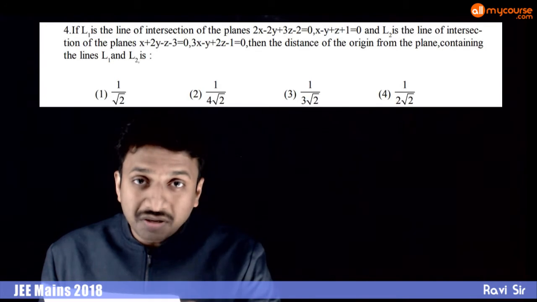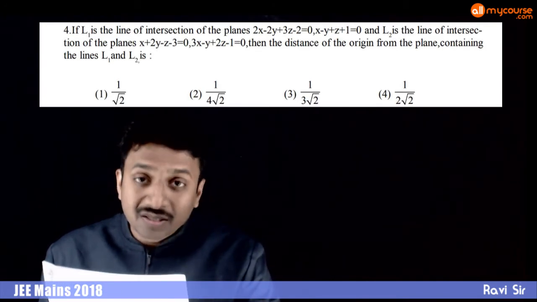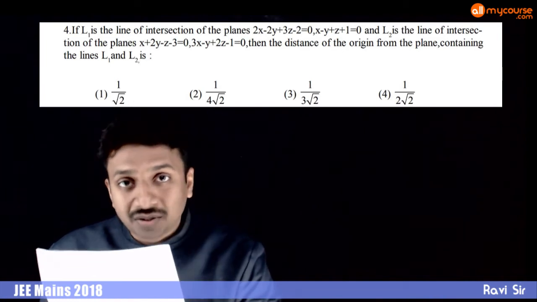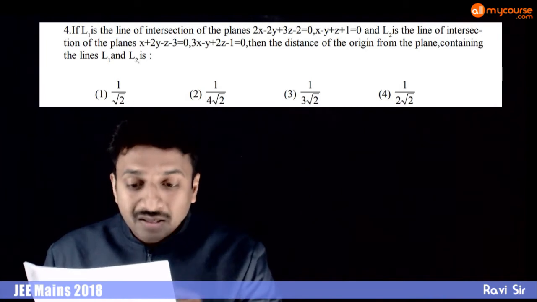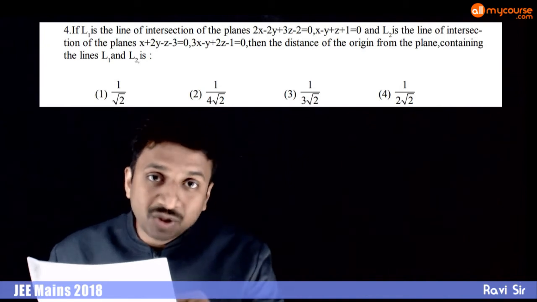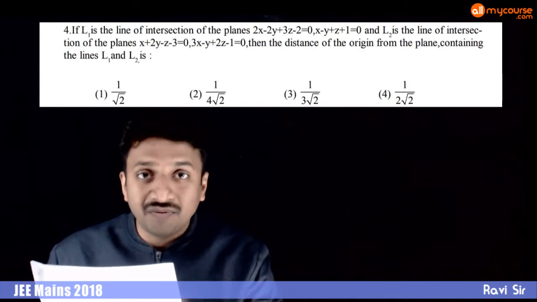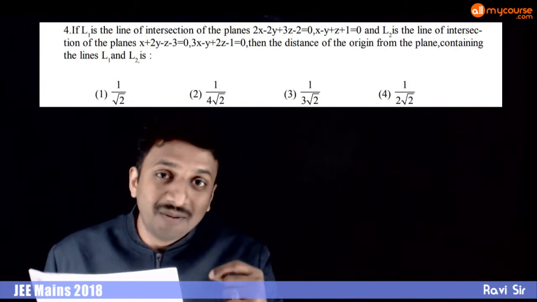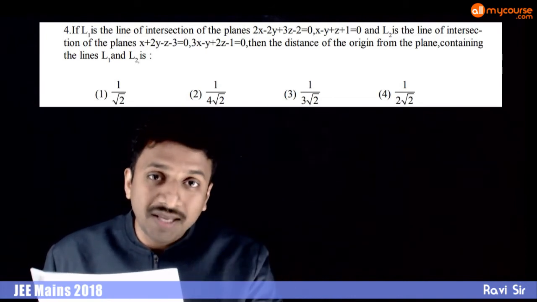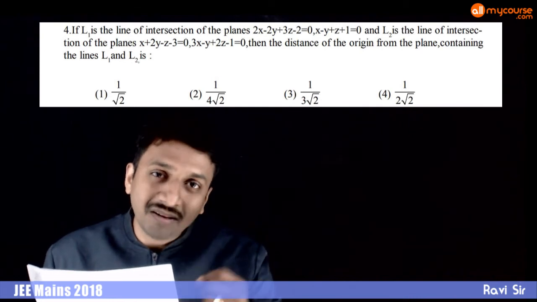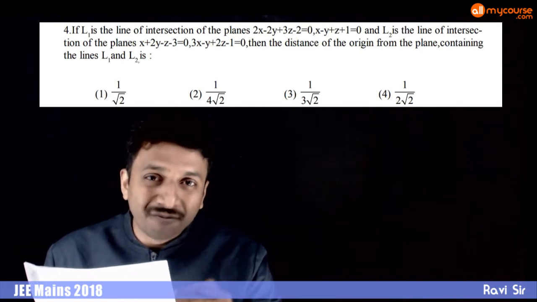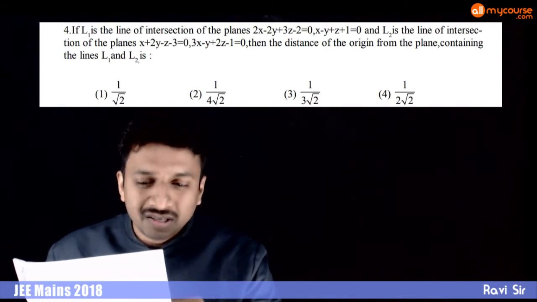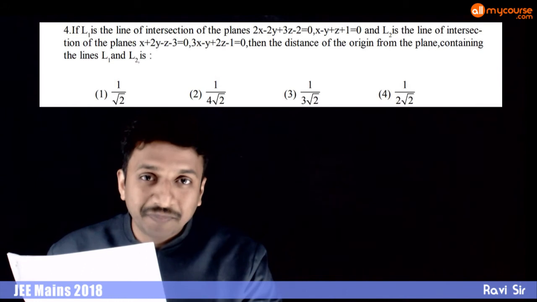The answer to this question, once you solve this, is 1 by 3 root 2. 1 by 3 root 2 is the answer to this question. So you need to find the line of intersection of the first two planes. You need to find the line of intersection of the next two planes. And once you have two lines, you can find the plane containing these two lines. And once you find the plane, you can get the distance. So you have 4 steps to do in this question. A bit lengthy question. So it's better to do this in the second term.